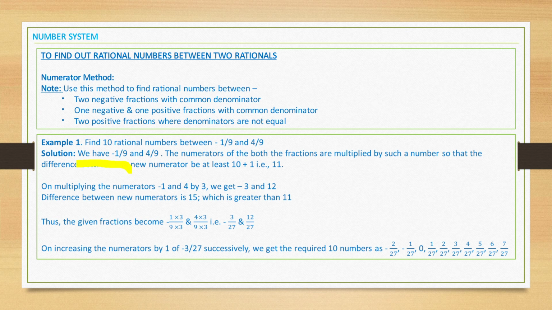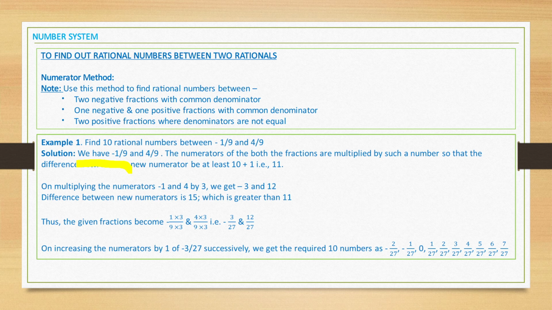Example 1. Based on this method, find 10 rational numbers between minus 1 by 9 and 4 by 9. We have minus 1 by 9 and 4 by 9. Take the numerators of both the fractions and multiply by such a number so that the difference between the new numerators is at least 10 plus 1, that is 11. The question is: find 10 rational numbers between minus 1 by 9 and 4 by 9.